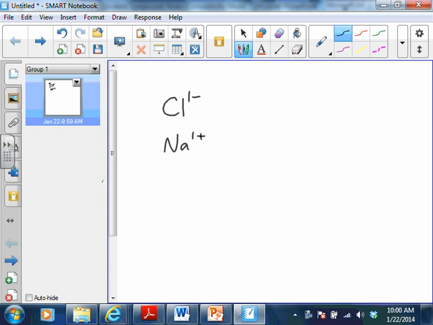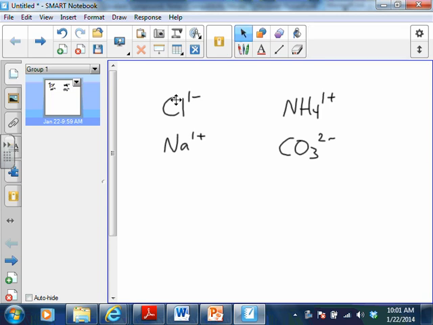So some examples. Okay, NH4 1 plus, CO3 2 minus. Okay, those sorts of things, these are polyatomic. That means they have more than one atom, but they have a charge. Okay, and you can treat them just like one of these. So they're not all that different, they just look a little bit different.